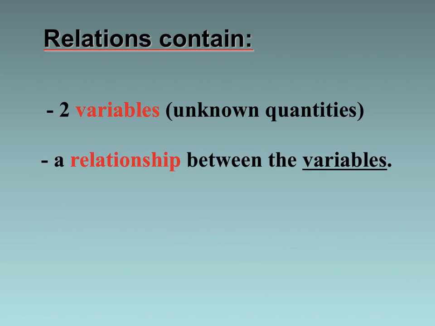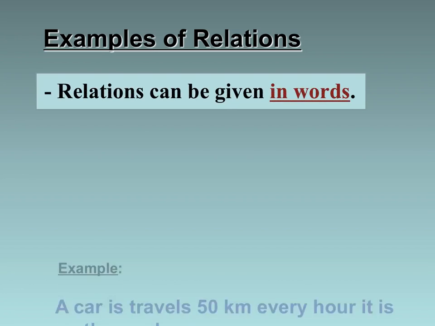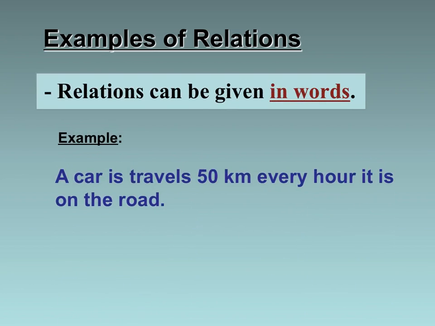A relationship between the variables has to exist. So you can't just have the two variables floating around with no connection to each other. There has to be a connection between them for it to be a relation. Some examples we've seen can show up in words. A car travels 50 kilometers every hour it is on the road. So you might look at this and say, well, 50 is a number.